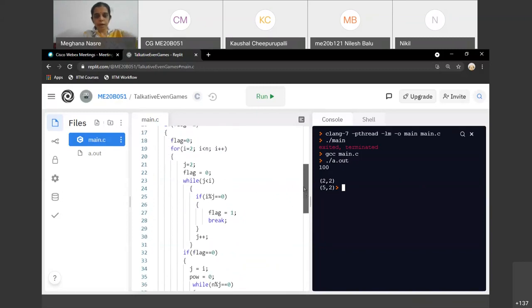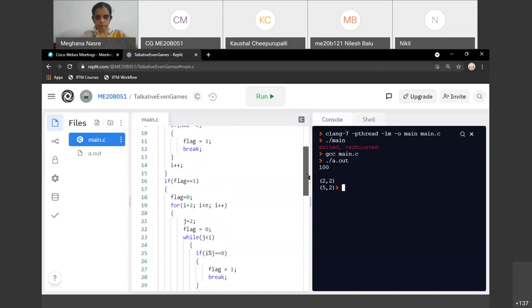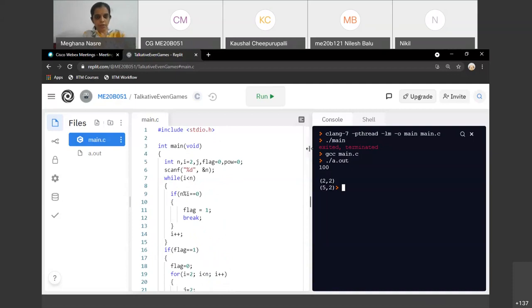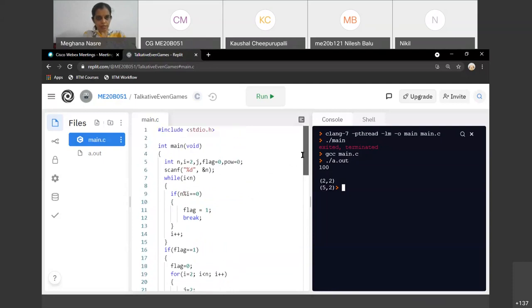Okay, so can you go one up second, in your code a little bit? Yeah, can you go to the beginning? Further up. Yes. Okay, so I just want everybody to view the code. So there is n which he's scanning, i is starting with 2, j and flag are local variables, and power is also a variable which he will use.